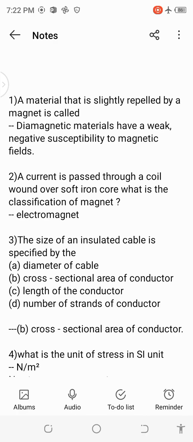2. A current is passed through a coil wound over soft iron core. What is the classification of magnet? Electromagnet.